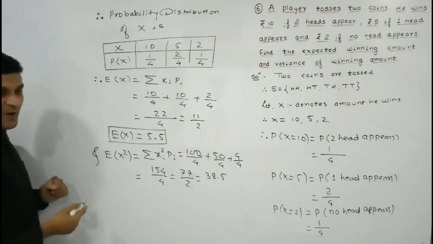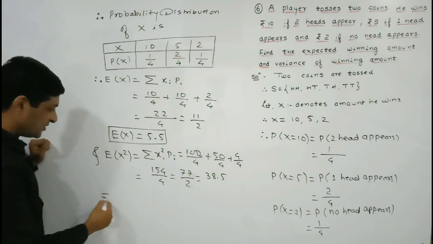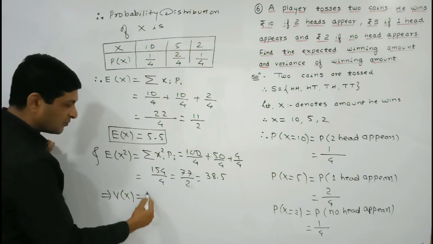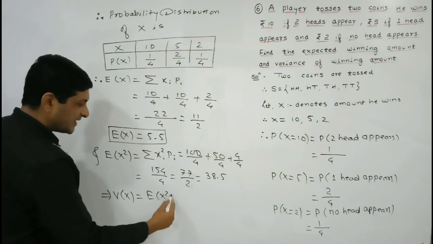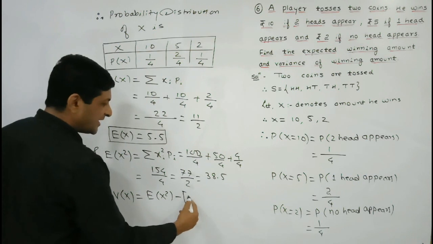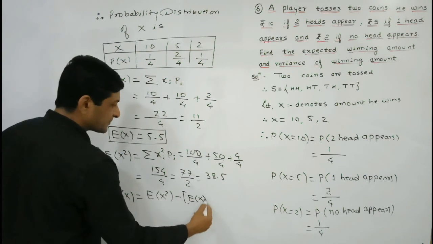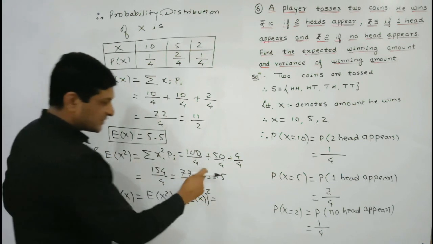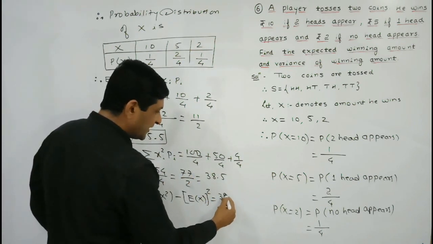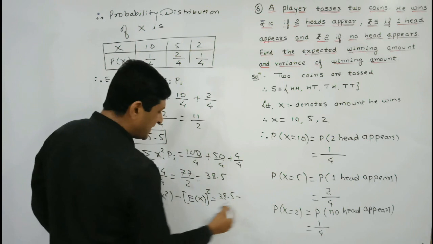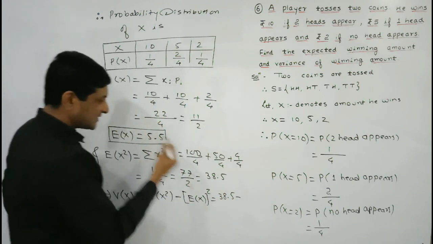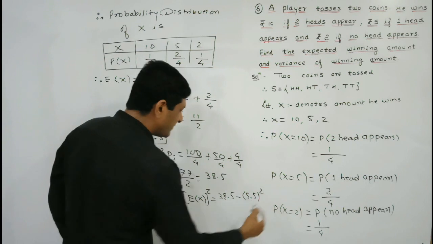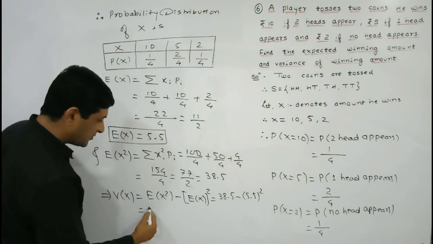So the value of E of X square is also known to us, which implies that V of X, meaning variance of the random variable, what is the formula? E of X square minus square of E of X will be equal to, what is the value of E of X square? That is 38.5 minus E of X. E of X is equal to 5.5. Keep this square as it is.